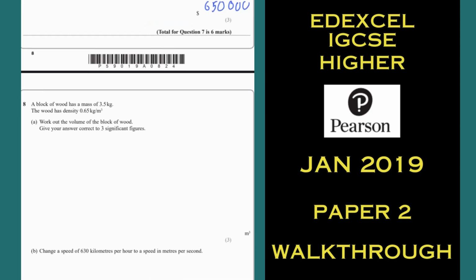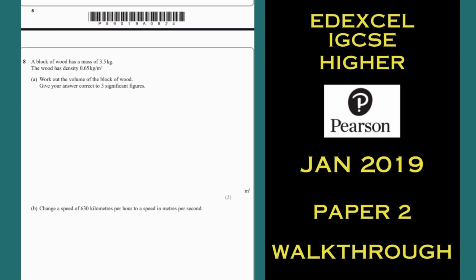On we go. As soon as you see the words mass and density, I don't carry on reading.